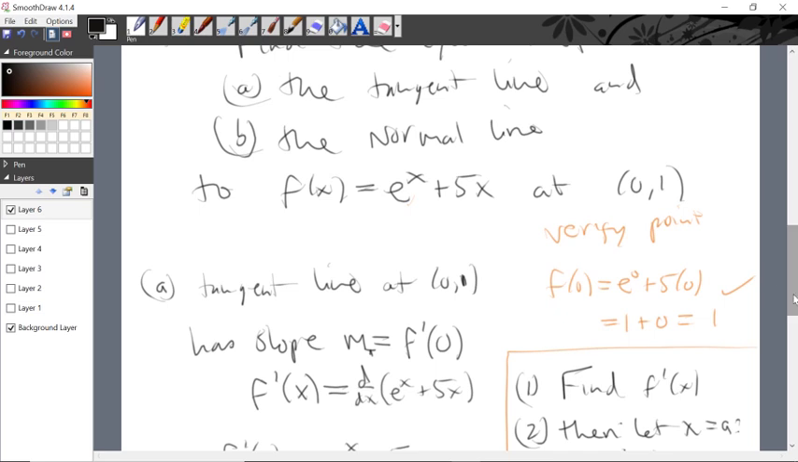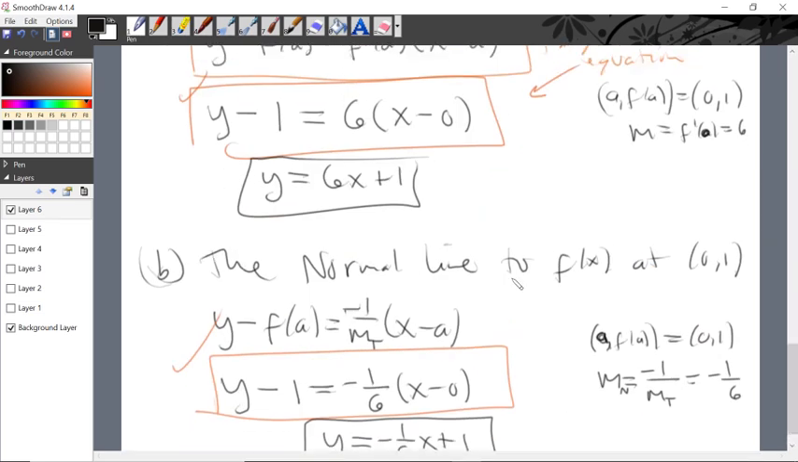So I urge some caution here, that you're not taking this equation and just replacing 6 with negative 1/6 and calling it a day. You'll find out, more often than not, just replacing the slope with a negative reciprocal in this equation here would be the incorrect answer. Okay? It is more correct if you were to replace the slope of the tangent line in the point-slope form by the slope of the normal line. Then that would be correct.